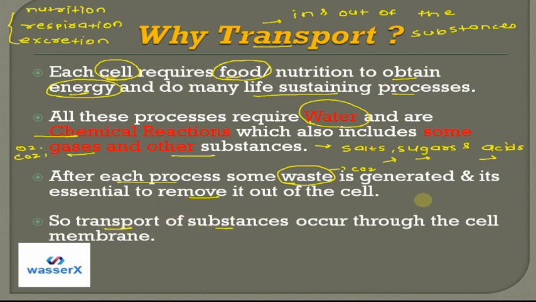Now, all these processes are occurring inside the cell. If this is my cell, all these processes are taking place inside the cell. Now, this salt, acid, or carbon dioxide is generated here. So I have to remove it out of the cell. So I will remove it with the help of the cell membrane. The cell membrane is the outermost layer which is present in the cell. So with the help of this cell membrane, the substances will go out or come inside the cell.